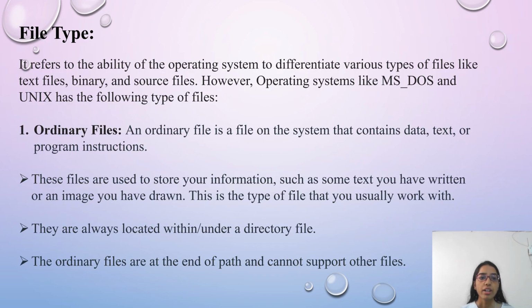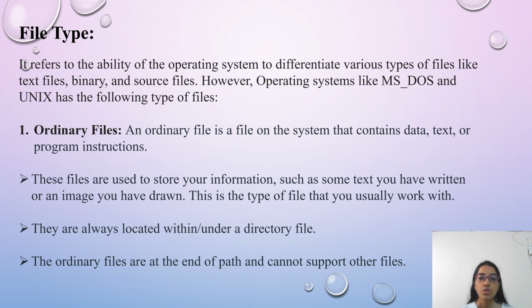File type. File type refers to the ability of the operating system to differentiate various types of files like text files, binary, and source files. However, operating systems like MS-DOS and Unix have the following types of files. Ordinary files. An ordinary file is a file on the system that contains data, text, or program instructions.